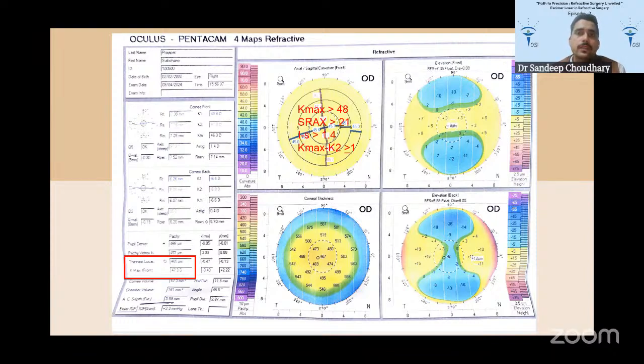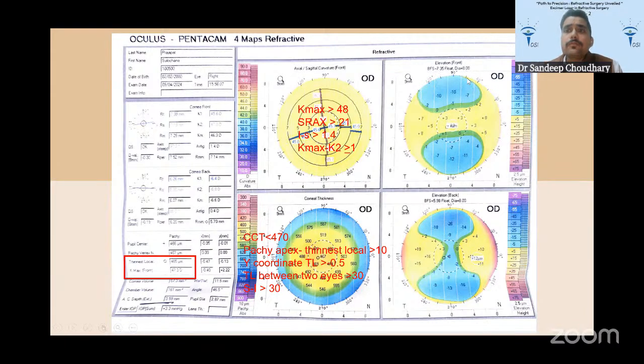On the quad map, we can see the red flags which we need to look for. If the Kmax is more than 48, or the patient has a skewed radial axis of more than 21 degrees, or the inferior superior asymmetry in the 5 mm zone is more than 1.4 diopters, or the Kmax and K2 difference is more than 1 diopter. Also on the corneal thickness map, if the corneal thickness is less than 470, if the difference between the apex and thinnest local is more than 10 microns, the Y coordinate of thinnest local, this is very important, if it is more than minus 0.5, and the difference of thinnest local between both eyes is more than 30, and the superior inferior asymmetry is more than 30 microns. So these are a few red flags which you need to see on the quad map display.